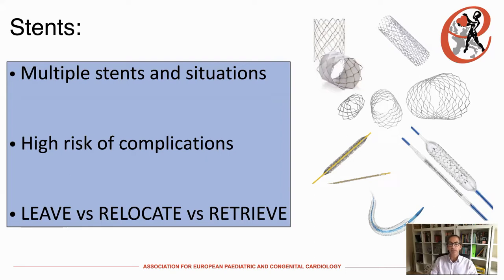Therefore, the most important decision that needs to be made when a stent is misplaced or embolized is leave versus relocate versus retrieve. Leave the stent where it's not going to cause any damage, versus relocate the stent to somewhere where it will not cause any complications, versus a transcatheter or surgical retrieval.